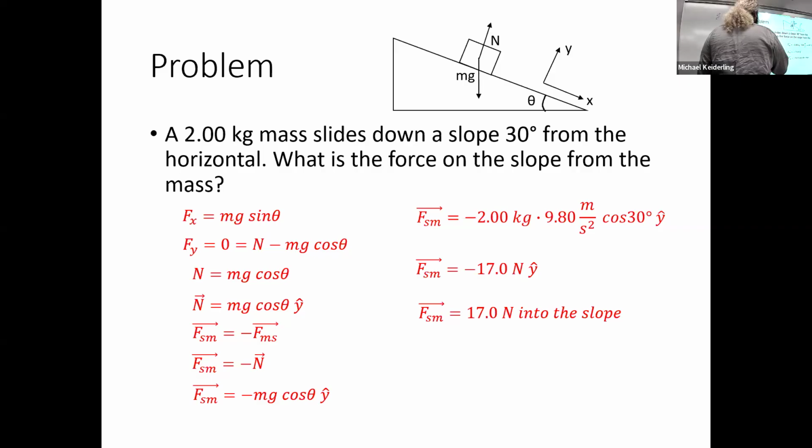The normal force is mg cosine theta times y hat. The force of the slope on the mass is minus the force of the mass on the slope. So the force of the slope on the mass is minus the normal force. So the force on the slope from the mass is minus mg cosine theta y hat.